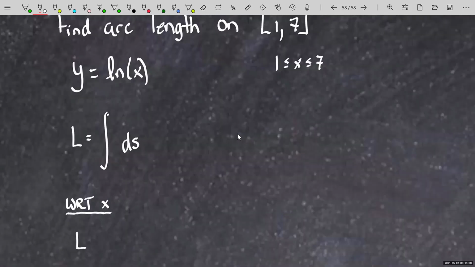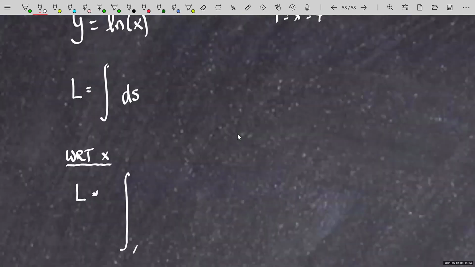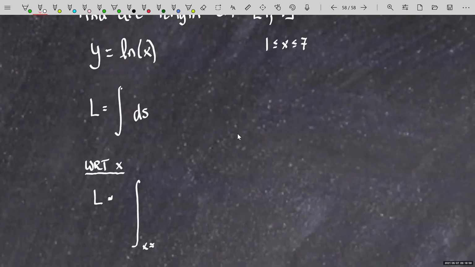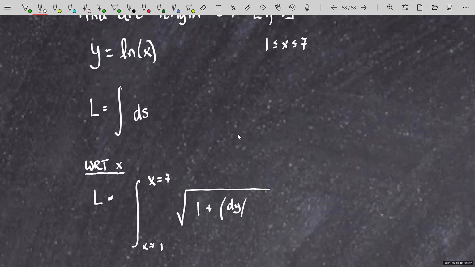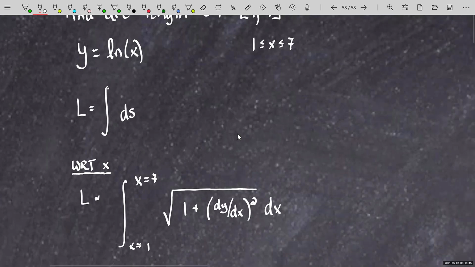we get the length is equal to, and with respect to x seems the most attractive because they gave us the interval going from x equals 1 to 7. So x equals 1 to x equals 7. And it'll be the square root of 1 plus the quantity dy dx squared dx. So off to the right-hand side, I'll find out what dy dx is.